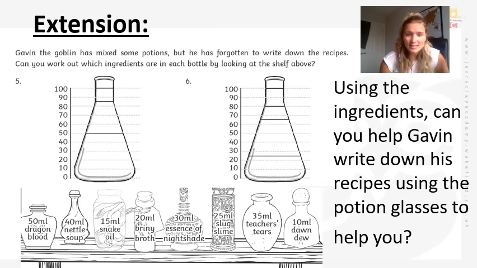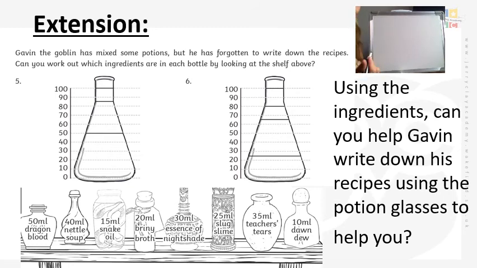Then the final part, the final extension, is Gavin the Goblin has mixed some potions, but he has forgotten to write down the recipes. Can you work out which ingredients are in each bottle by looking at the shelf below here? So I want you to use the ingredients to help Gavin write down the recipes. So for the first one, we need to first of all work out how much is in the potion, and then we can work out which ingredient it is going to be. So you can have a go at doing this as well.